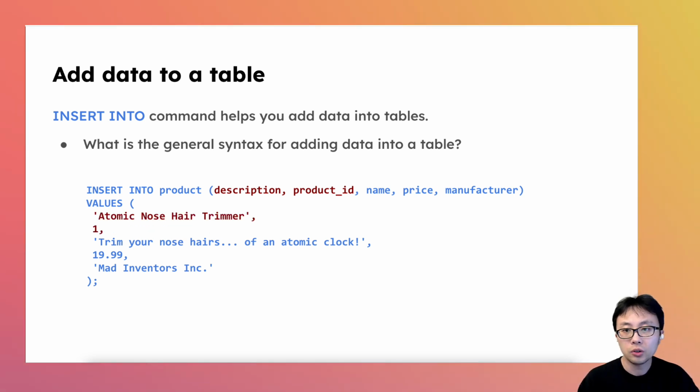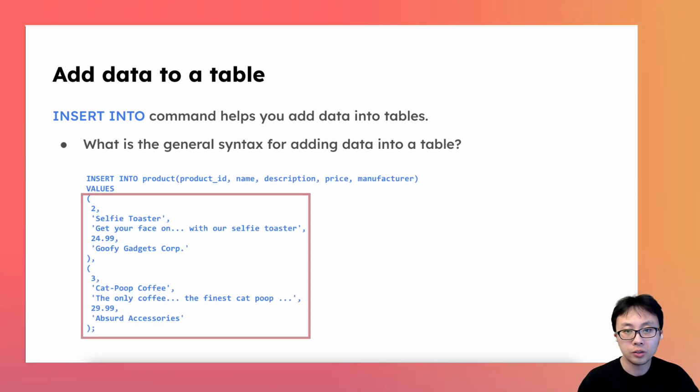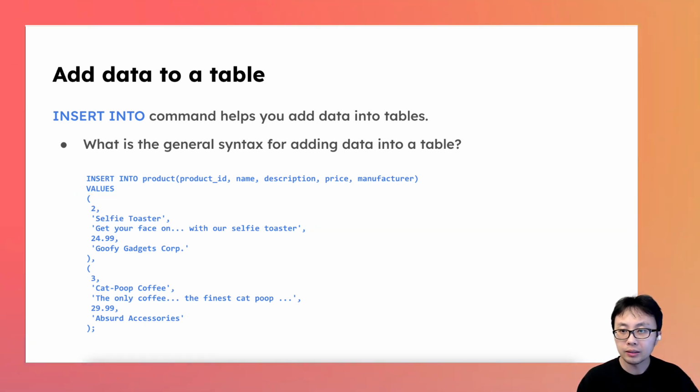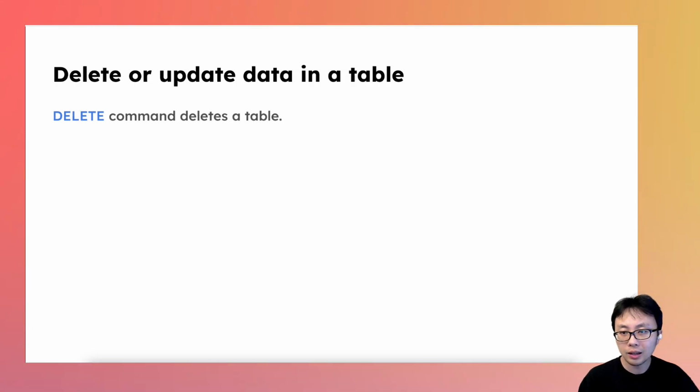If you have more than one row to add to a table, you will simply list them one after another and separate them using commas, like what you see here on the screen. This command adds 2 rows into the product table. Now you know how to add data, specifically rows of data, into tables. Let's move to discuss how to delete data in a table.